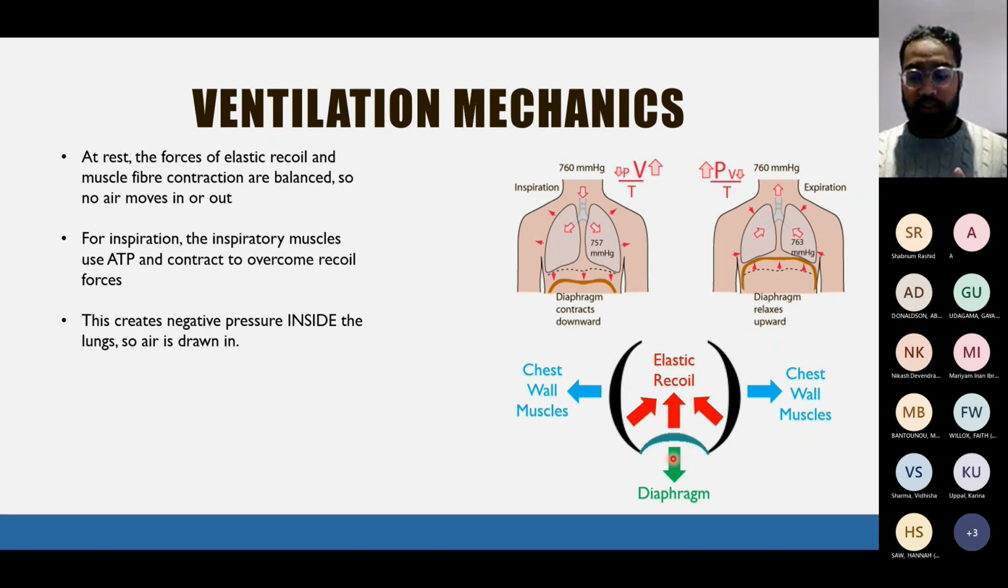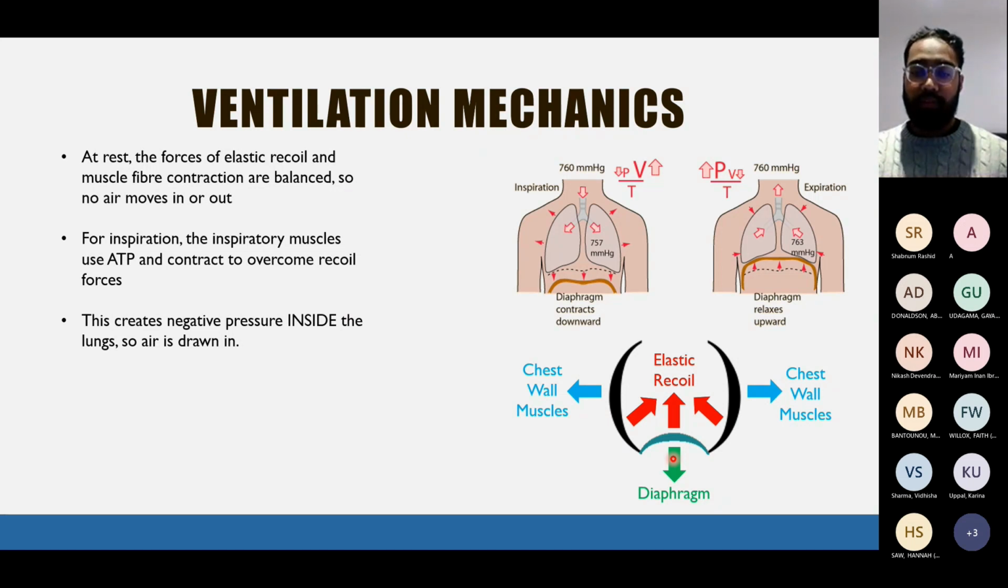Now, if you expand an object, if you expand a hollow object, the pressure inside drops. So that's physics. And then because you have lower pressure inside than you have outside, the air is going to rush to the zone of lower pressure, which is inside your lungs. So when your chest wall expands, it creates lower pressure, the air is drawn into your lungs, and then it goes for gas exchange.